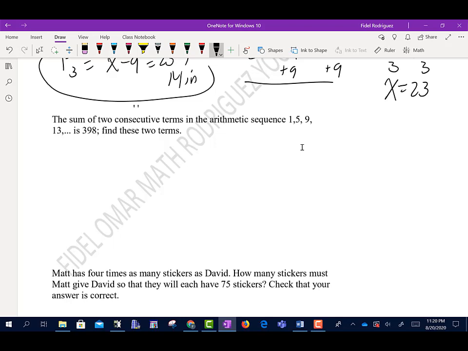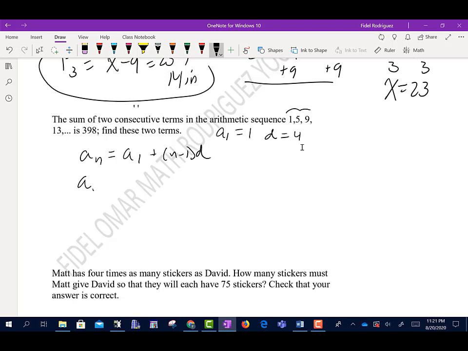So number one, this is an arithmetic sequence. I know the first term is 1. D is the difference between the two. So 5 minus 1 is 4. 9 minus 5 is 4. There we go. Okay, so let me write out my formula. Remember my formula looks like this?